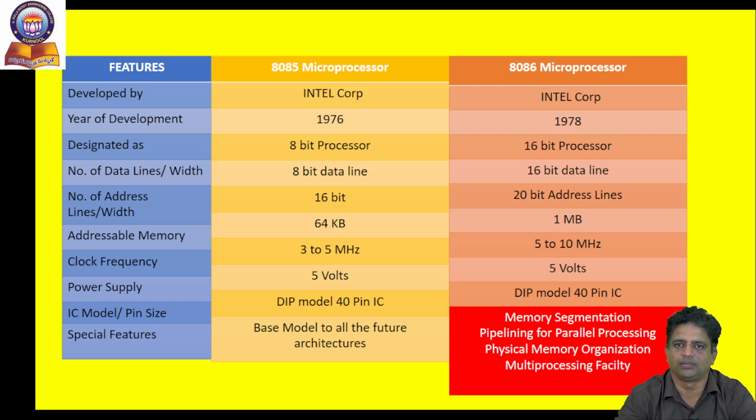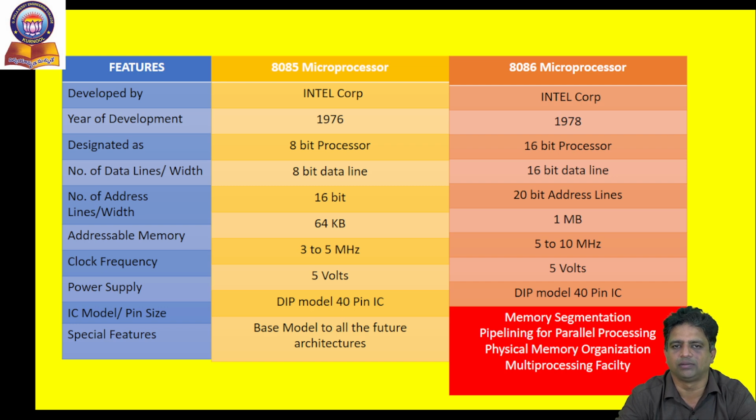8085 is an 8-bit processor and 8086 is a 16-bit processor. The data lines are also extended from 8-bit to 16-bit. Address lines are enhanced from 16-bit to 20-bit. Memory addressable using the 20-bit address lines is extended up to 1 MB. The frequency is also enhanced from 3 to 5 megahertz, and now in 8086 it is 5 to 10 megahertz.